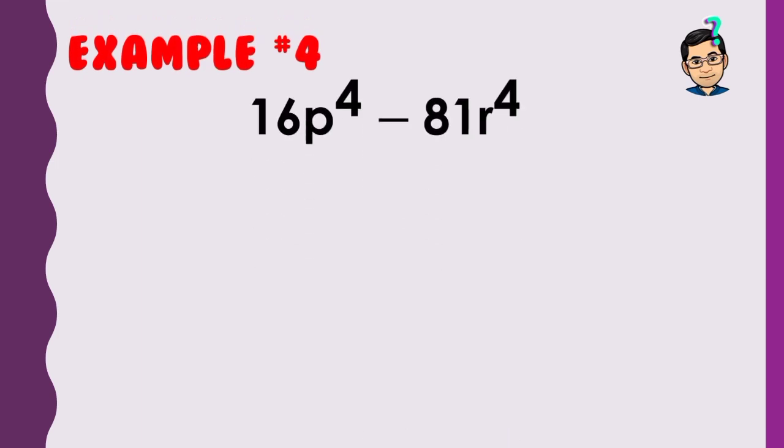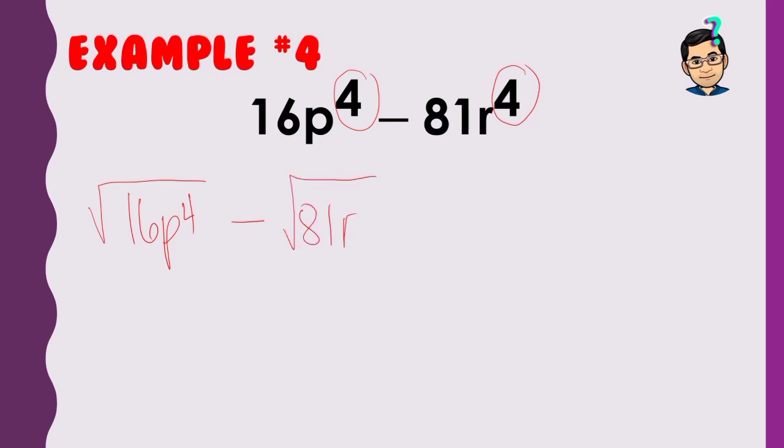16p to the fourth power minus 81r to the fourth power. So the GCF of 16 and 81 is 1. And then kung mapapansin nyo ngayon, yung mga power exponent na ating given ay hindi na 2, 4. Again, pwede pa rin natin siyang i-extract since yung 4 multiple siya ng 2. So let's start with the square root of 16p to the fourth power. Tapos, minus square root of 81r to the fourth power. What is the square root of 16? 4.